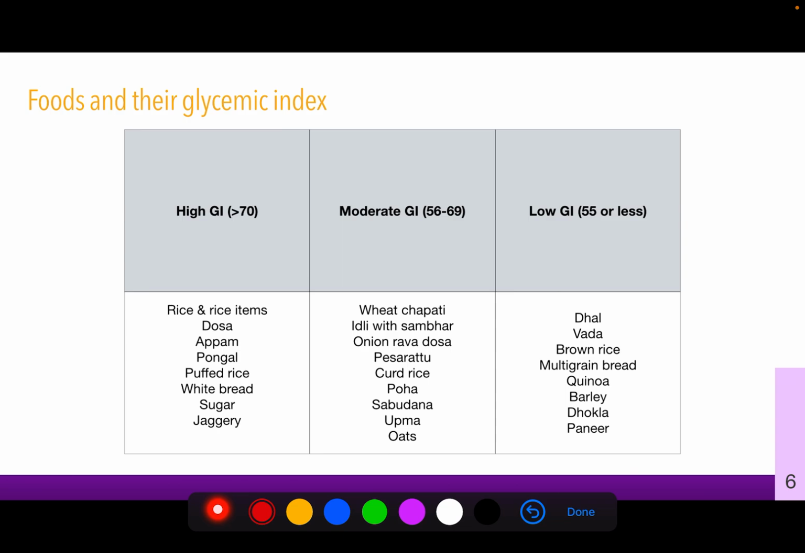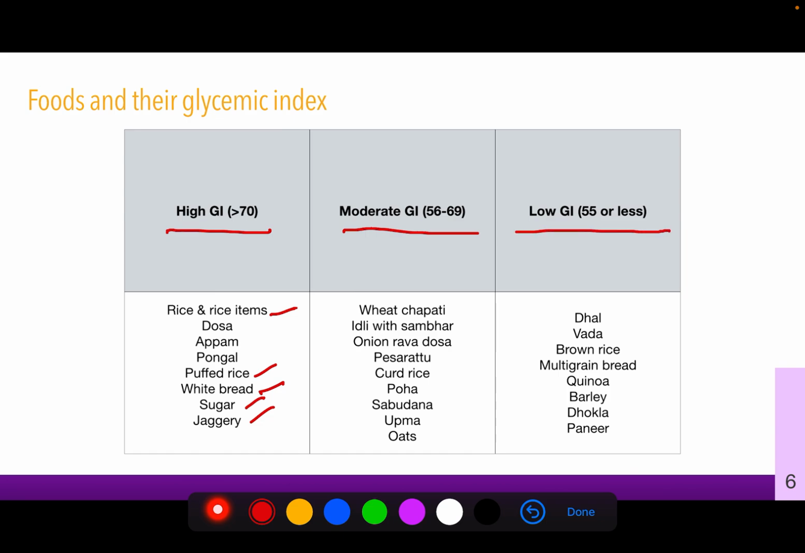Now foods and their glycemic index. The highest glycemic is rice and rice items. Anything made from rice, be it pulao, biryani or anything, or in terms of breakfast like dosa, pongal. All those have high glycemic index. Puffed rice. Apart from that, white bread, sugar, jaggery, these all have high glycemic index. The glycemic index is divided into high, moderate and low. Anything more than 70 is called high GI, high glycemic index. 56 to 69 is moderate and less than 55 is low GI foods.